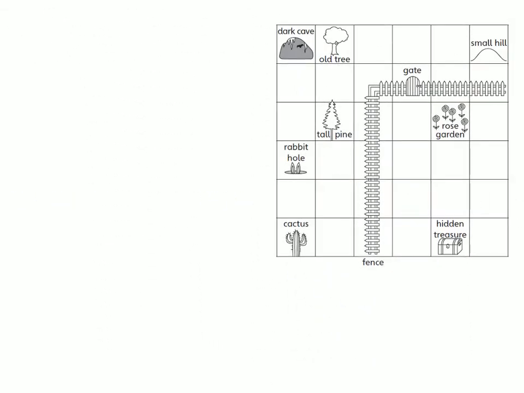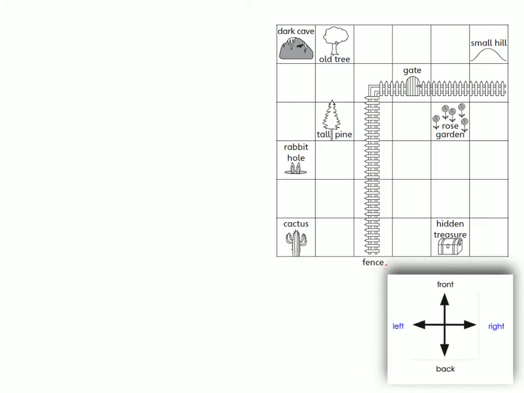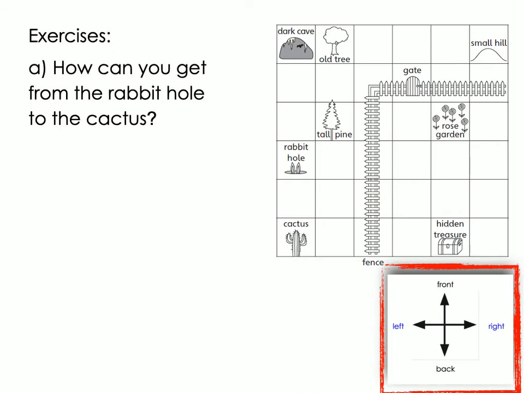So again, here is the map of my backyard. And to help us, we're going to use this. And we'll remember that if it goes up, we'll say we'll go forward. If it goes down, we'll say we are going to go backwards. All right, let's do some exercises.